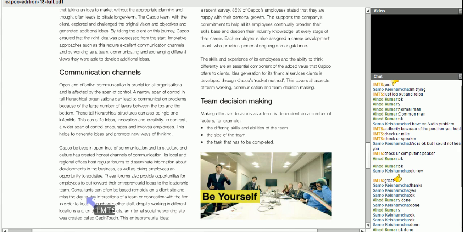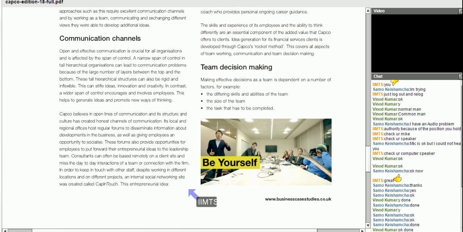Okay. Consultants can often be based remotely on a client site and miss the day-to-day interactions of a team or connection with the firm. So in order to keep in touch with other staff, despite working in different locations and on different projects, an internal social networking site was created called Kaplan Touch. That's really nice. And this idea is doing very good for them.